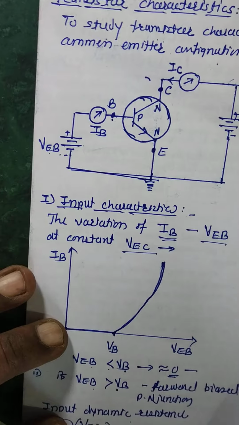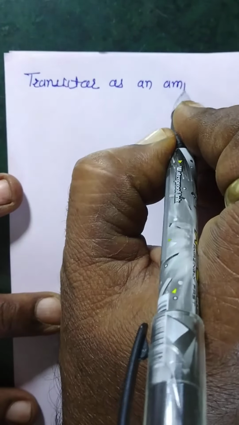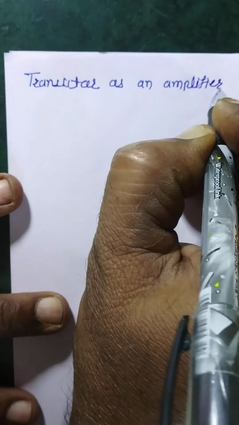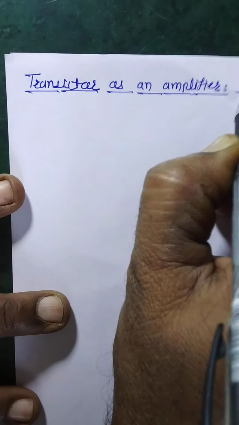This is about transistor characteristics. Okay. Now one more point about transistor. That is transistor as an amplifier. Transistor as an amplifier.